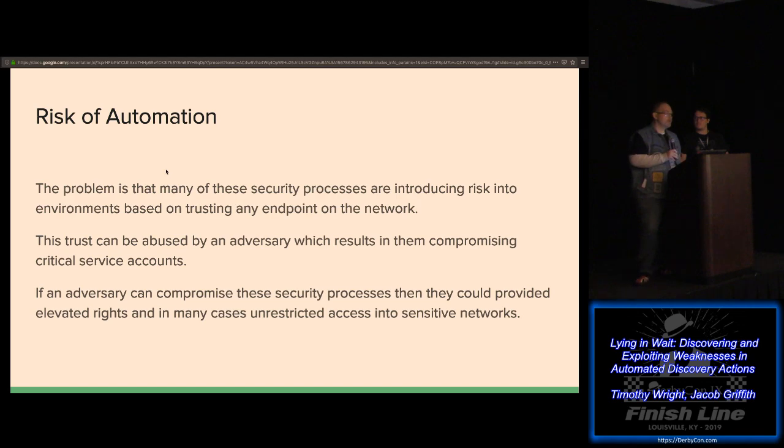So what's the risk? What's the problem? A lot of these security processes are introducing risk into environments because they're trusting everything that's on the network. There's no validation of whether what's plugged in should be trusted with these types of services. So we can abuse this if we're an adversary, which could result in compromising critical service accounts. And if you understand service accounts, if you compromise one of those, it's not something that's easily changed. If you have the password for a service account, in some cases it could take months to get that password changed. So as an adversary, our linger time is going to be very high. We're going to be able to hang out for a long time and have a lot of access with those service accounts.